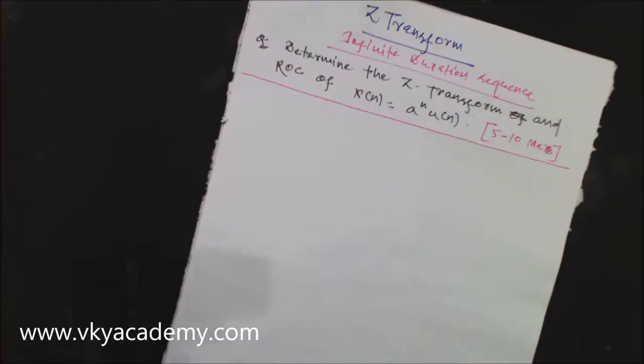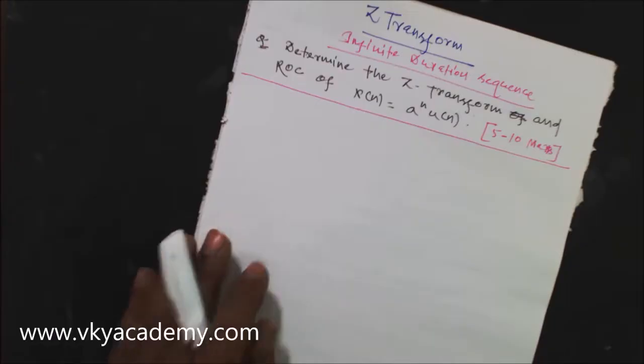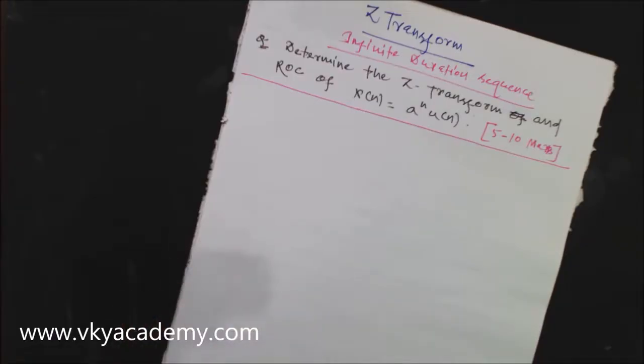In the previous few lectures, we have already solved some numericals on finite duration discrete time sequences, Z transform of finite duration discrete time sequences. Today we will determine the Z transform and region of convergence for an infinite duration discrete time sequence. Here we have taken one example, x of n equal to a to the power n u of n, where u of n is the unit step function.